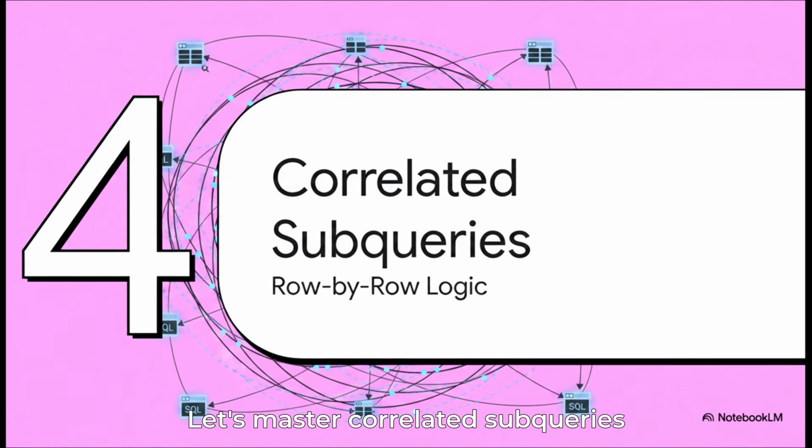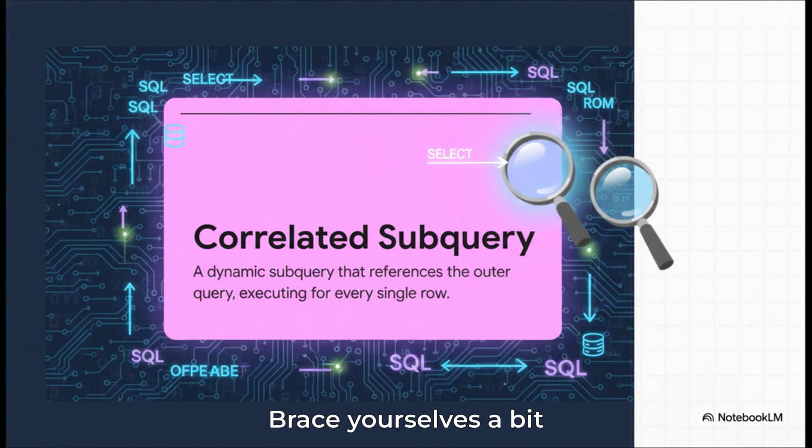let's master correlated subqueries and row-by-row logic. Brace yourselves a bit, because we are definitely taking a jump in complexity here. A correlated subquery is a dynamic subquery that actually references a column from the outer query. And because of this connection, it acts like a repeating loop, executing over and over again for every single row the outer query evaluates. This is incredibly powerful, but yes, it can be computationally heavy.